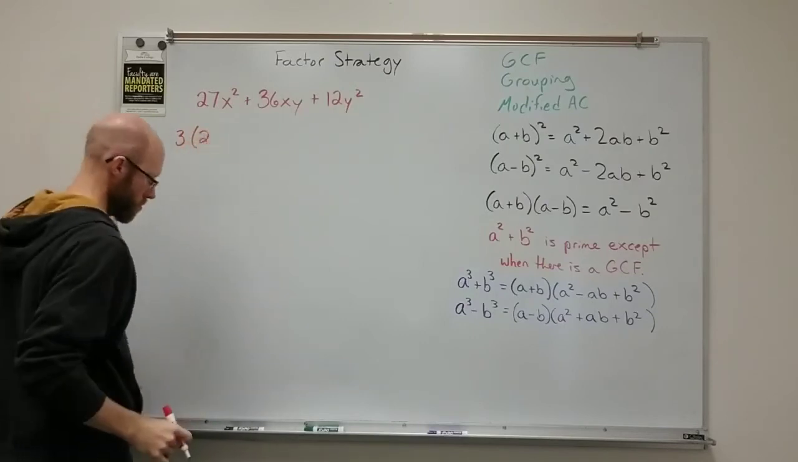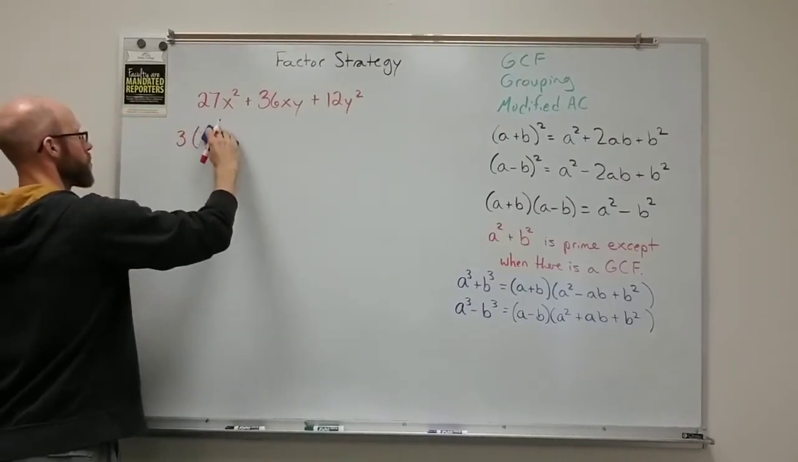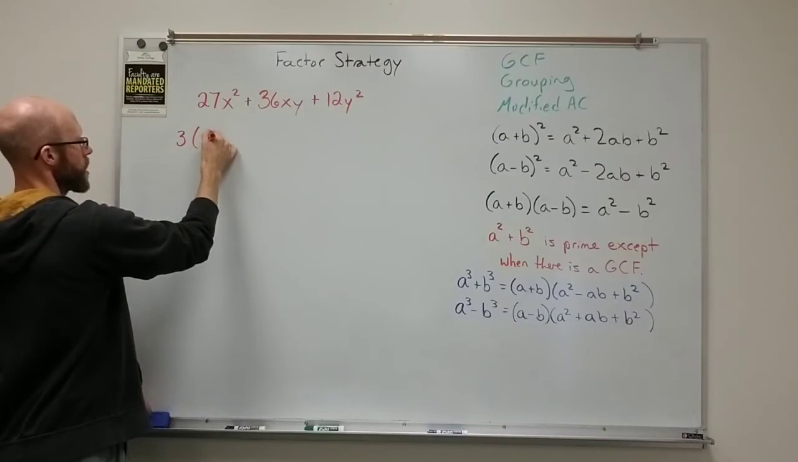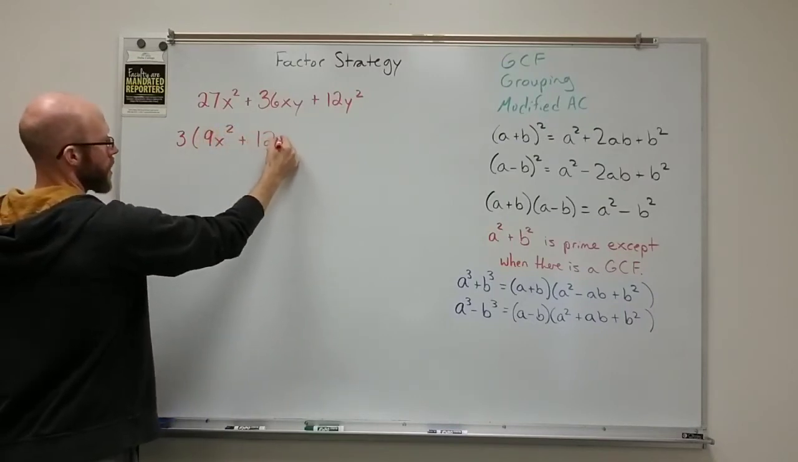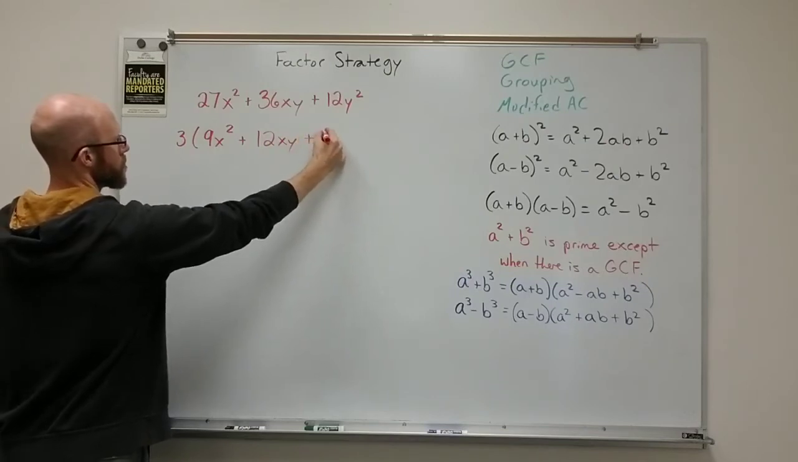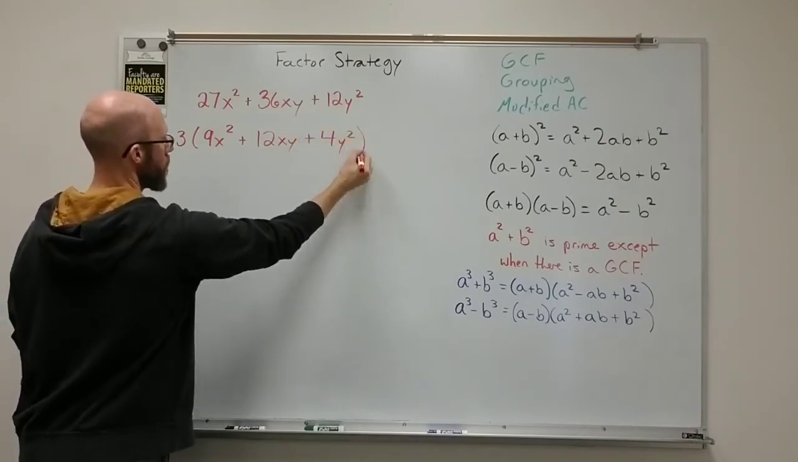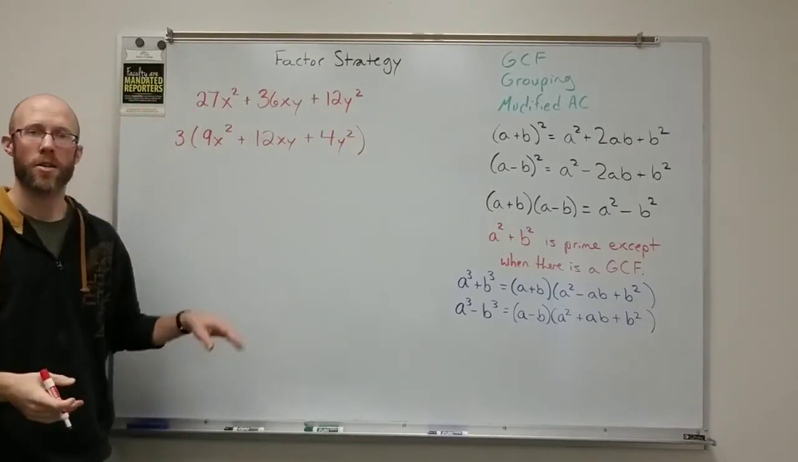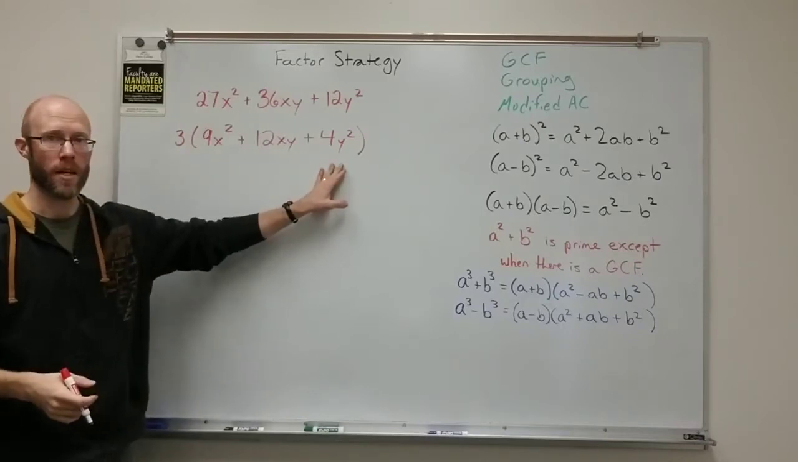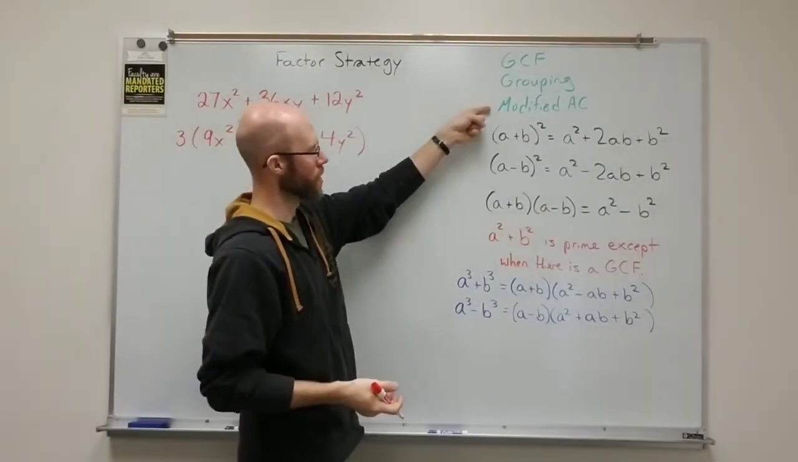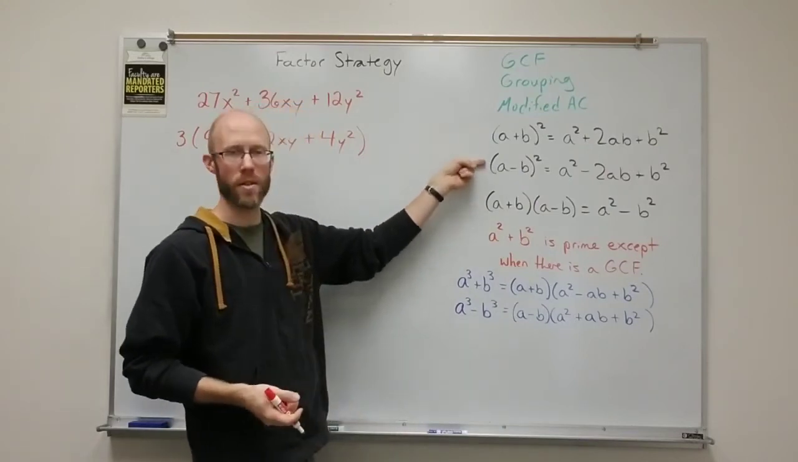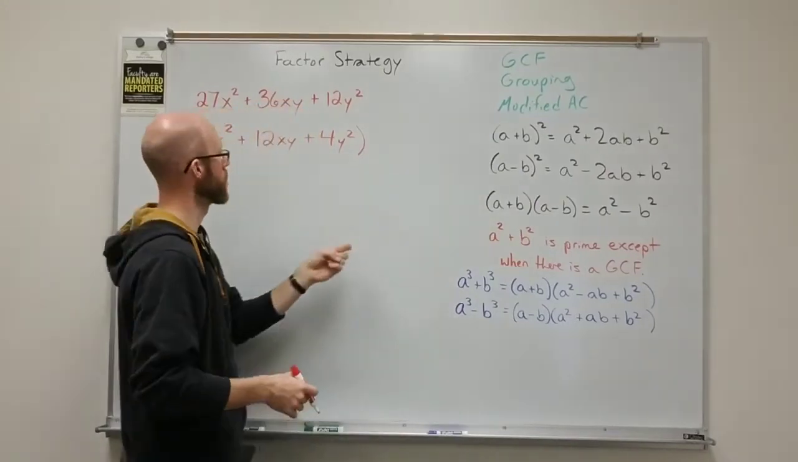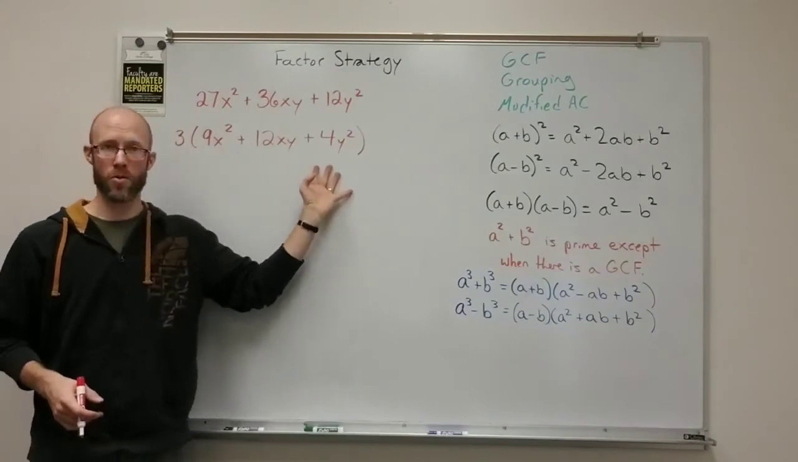I get, divide 27 by 3, I get 9. So that's 9x squared plus 12xy plus 4y squared. Okay, so now I've got a trinomial. And my options for trinomial are the AC method, and these two, the perfect square trinomial formulas. This actually fits a perfect square trinomial.